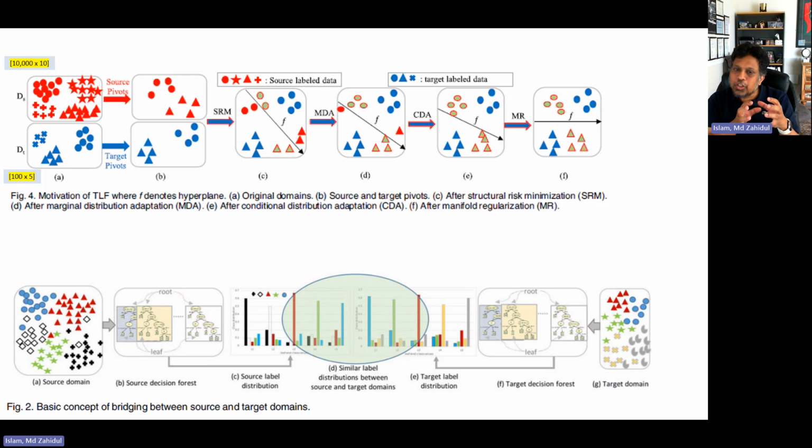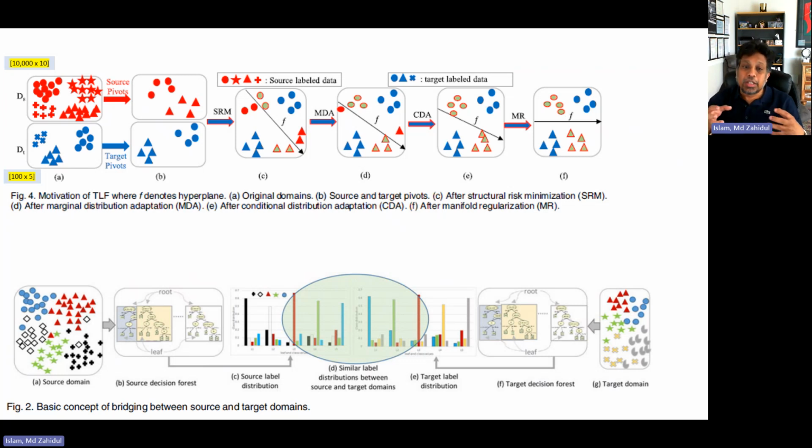Therefore, in each leaf there will be records, and from those records we can find a class value distribution for each leaf. One tree will have many leaves, and because we have a forest, we have multiple trees, so we have many, many leaves. You can think of it that way, right? Here, this figure, figure 2C, shows the class distributions in each leaf of the forest. And we do similar things for the target domain as well. We build a forest, and there also we will have many, many leaves, and each leaf will have a class distribution within that leaf.